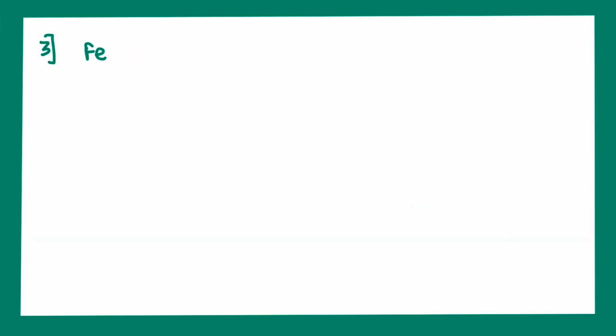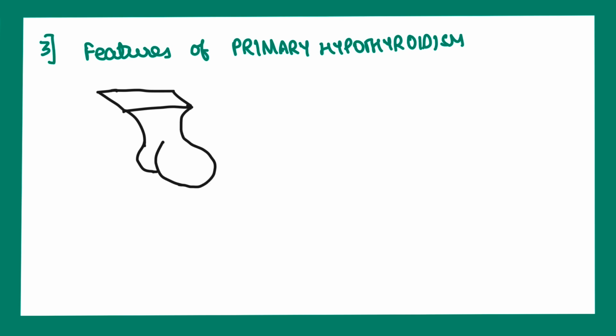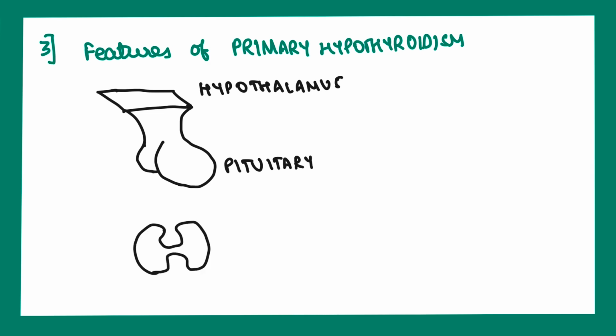Features of primary hypothyroidism they have asked. So how does this hypothalamus pituitary thyroid axis act? From the hypothalamus, what hormone is released? The hypothalamus will be releasing the thyrotropin releasing hormone, which is TRH. And the TRH will act on the pituitary, and this will make the pituitary release TSH, thyroid stimulating hormone. This TSH will start acting on the thyroid gland to produce T3, T4, which are the thyroid hormones.